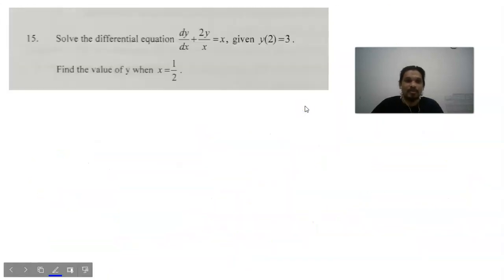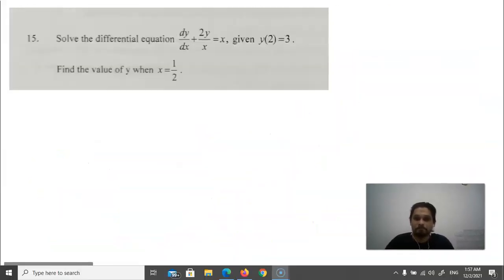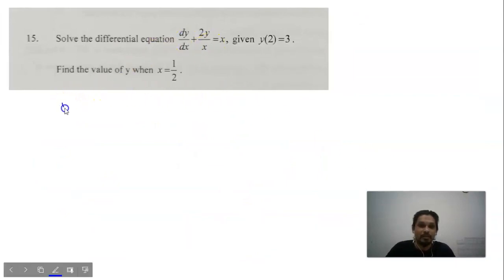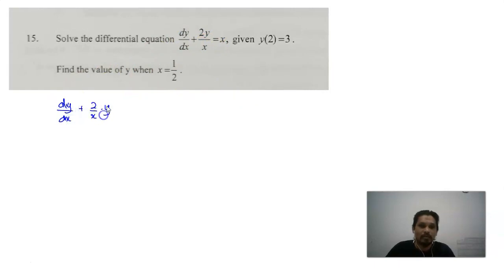Okay, what about this one here now? So the differential equation of this: dy/dx plus 2 over x times y equal to ln x. And given here, be careful, this is x equal to 2, y equal to 3.